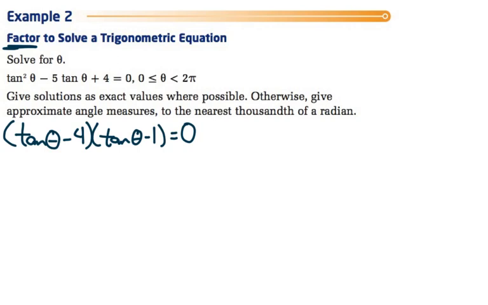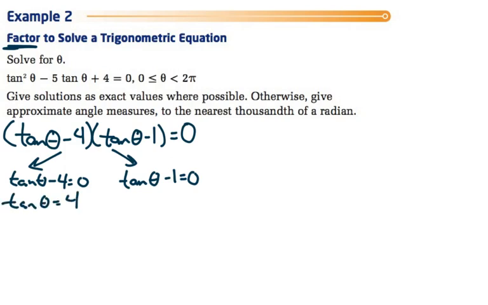The rest of this is exactly the same, so we would split this off. So tangent theta minus 4 equals 0. Tangent theta minus 1 equals 0. Deal with these one at a time. On the left, tangent theta equals 4. So then theta would equal tangent to the minus 1 of 4. Put that into the calculator, and if we go to one decimal place, we get 76.0 degrees.